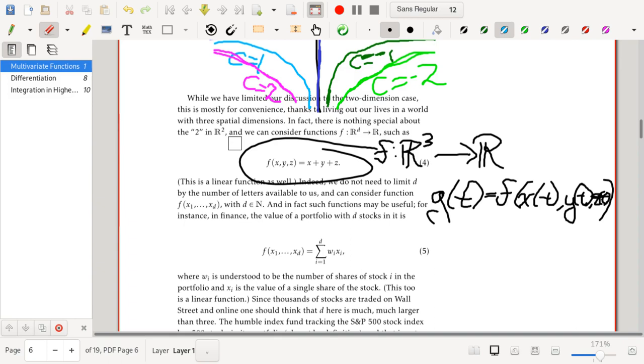Well, basically, I'm going to present stuff that's supposed to be also for general D dimensions. Like, for example, I'm going to talk about partial derivatives, and I'm going to talk a little bit about what they're like in general D dimensions. And I'll still visualize stuff in two dimensions.